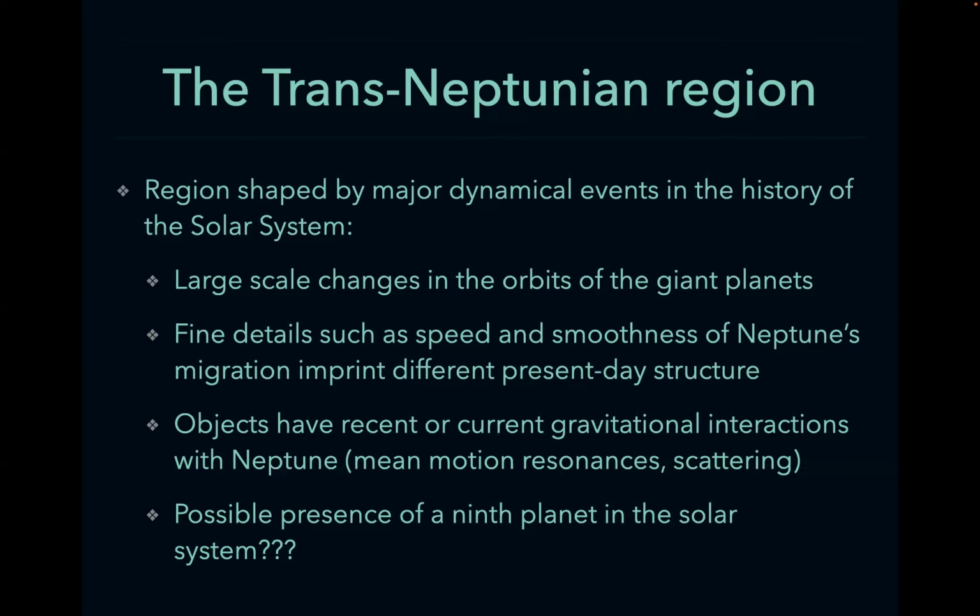So just to summarize what's going on here, the TNO region was shaped by the major dynamical events of the history of the solar system. In addition to these large-scale changes in the orbits of the giant planets, the way Neptune migrates completely changes what we see in the structure nowadays. We have objects that have recent gravitational interactions with Neptune, for example, objects in mean motion resonances. The idea is that there is an integer ratio in the period of their orbits to Neptune's orbit, or gravitational scattering. We can have the effects of things such as stars passing close to our solar system in its early history, and also maybe the possible presence of a ninth planet.